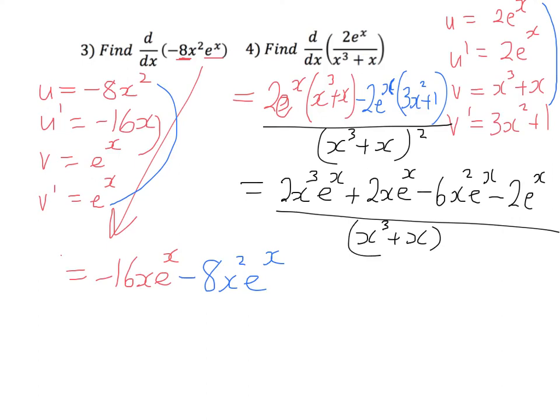And let's just see if we have any like terms. X cubed e to the x, nope. X e to the x, nope. X squared e to the x, nope. No like terms, so we can leave our answer like that. We can't simplify that any further.